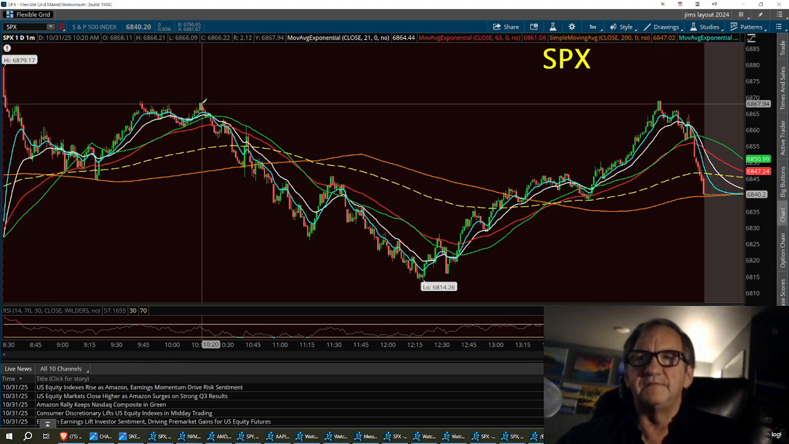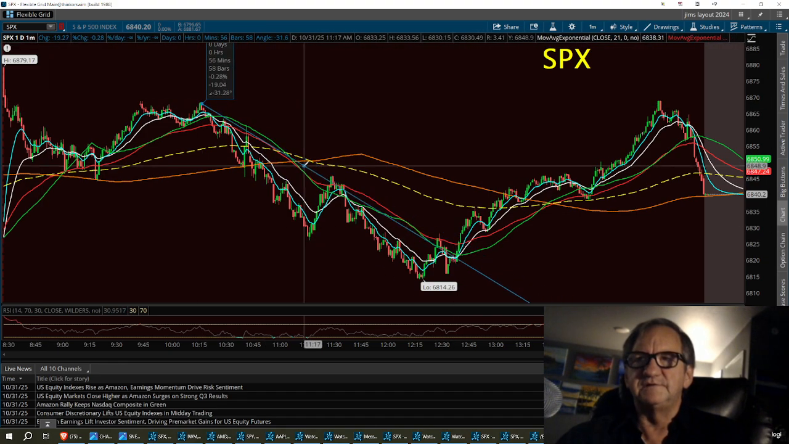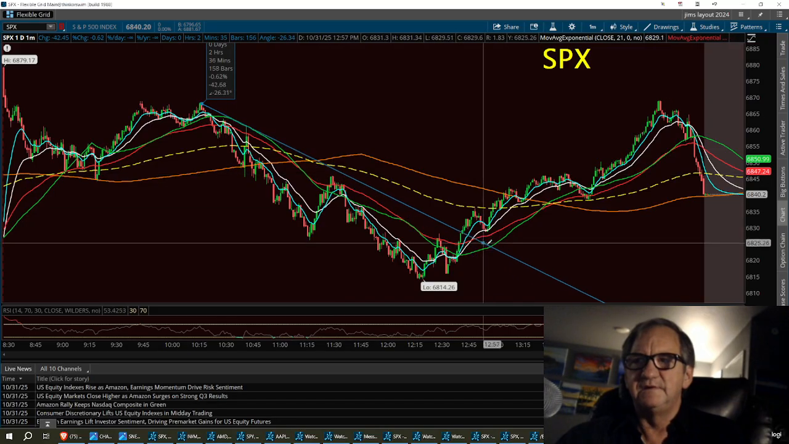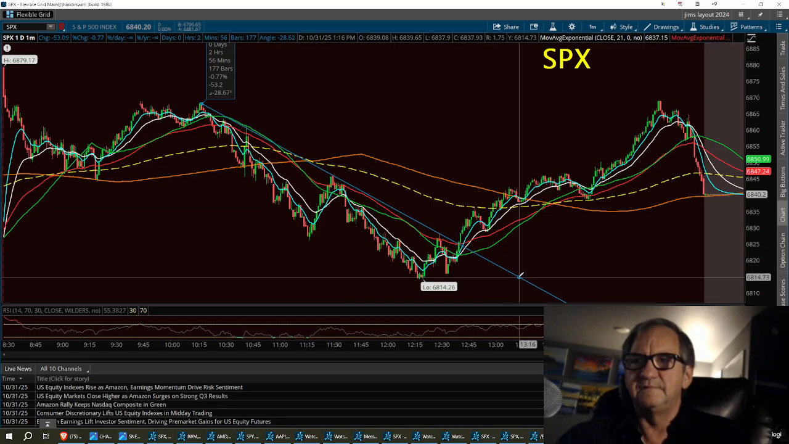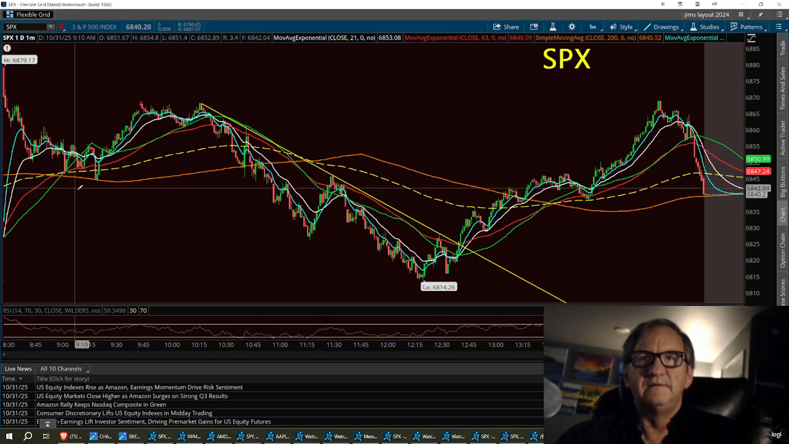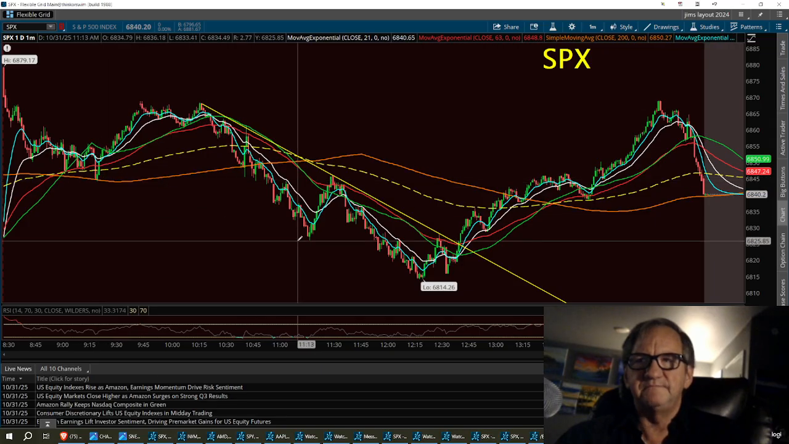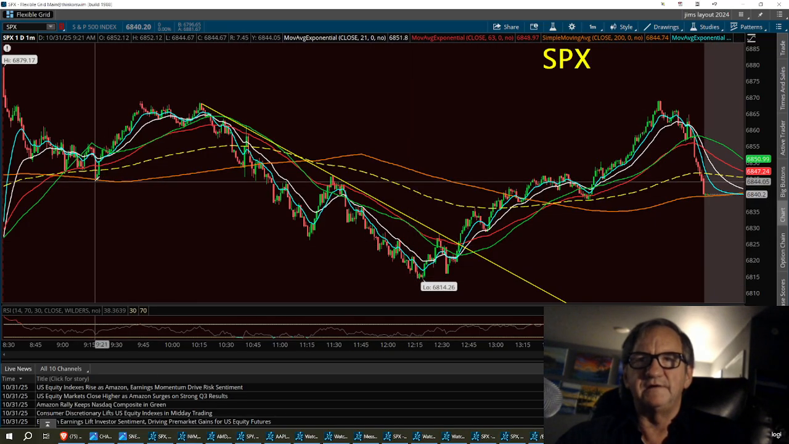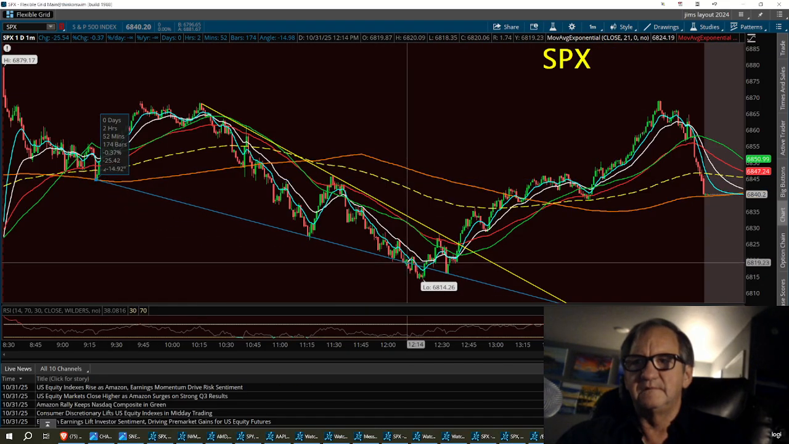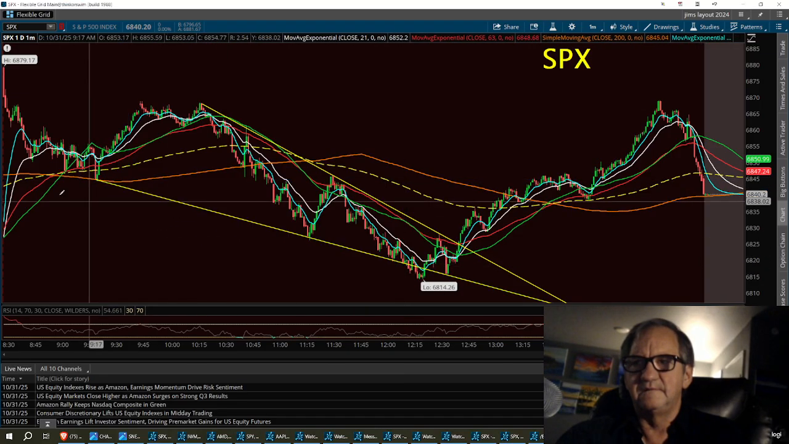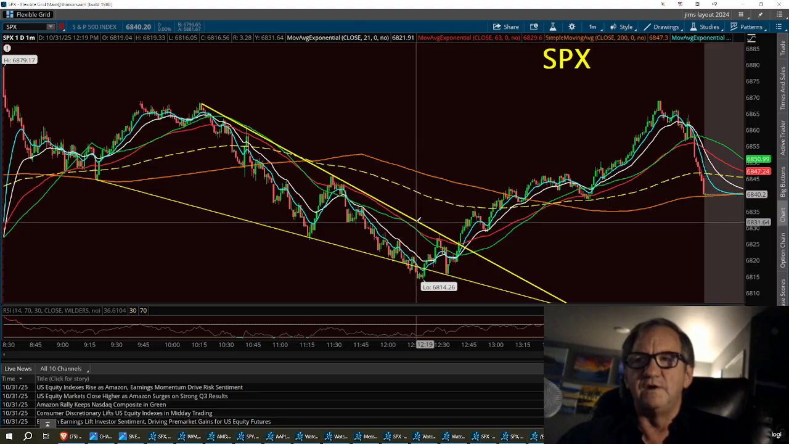Take the top of the body of that candle, connect it to the next body, and just run it on down. Then you connect this body to this body to this body. And that's called a falling wedge.